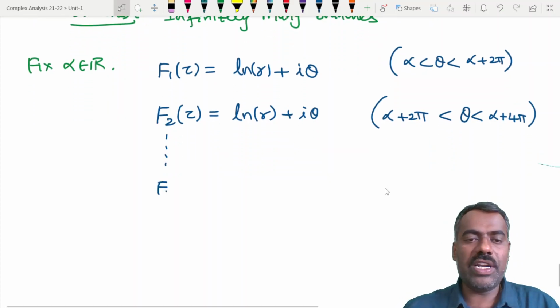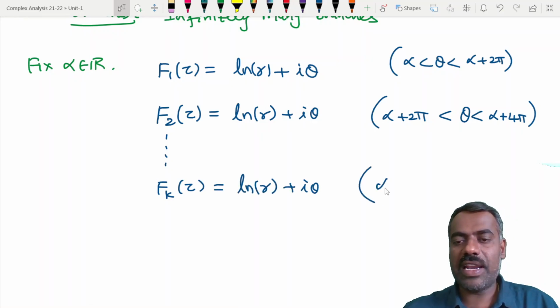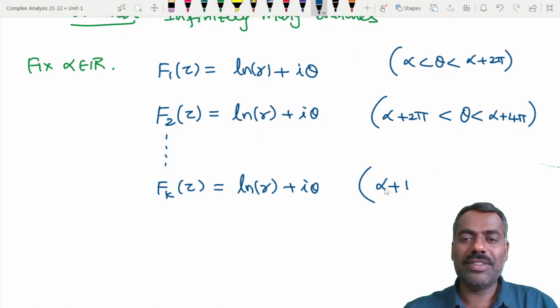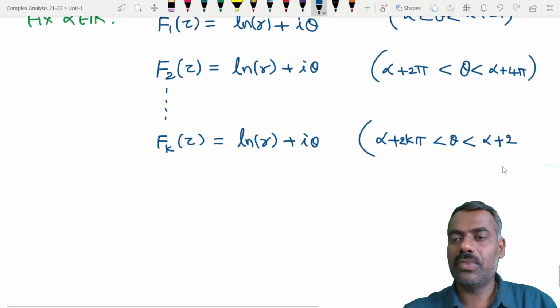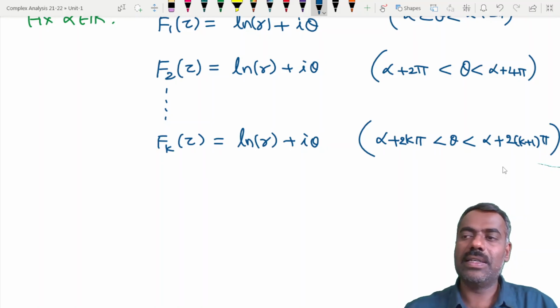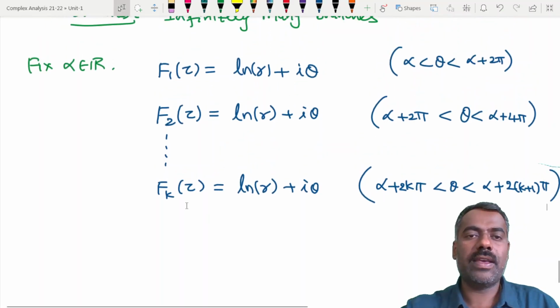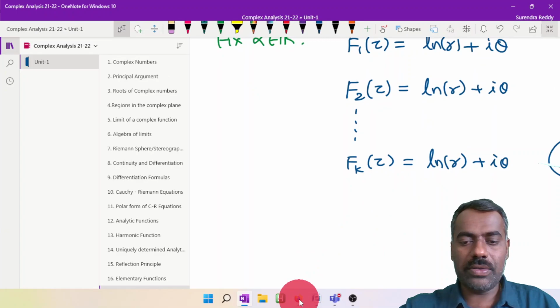So for example, if you want any branch, the kth branch, say suppose, then it is i theta, where theta is alpha plus what? k pi or 2k pi? It should be 2k pi, right? Yes or no? Alpha plus 2k pi to alpha plus 2 into k plus 1 pi. The next one is here, alpha plus 4 pi to alpha plus 6 pi. Right? Okay. Is that clear?